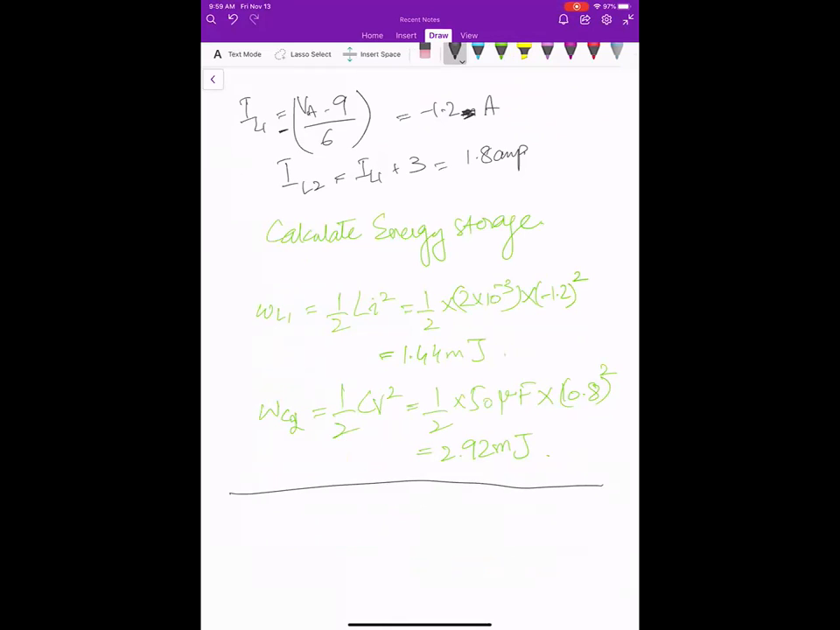And the total energy, if you want to find out, you have to add them all. Like you have to find WL2 and WC1 and then add them all to find the total energy stored by elements in the circuit.